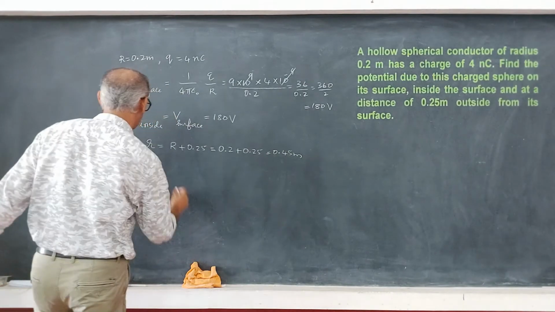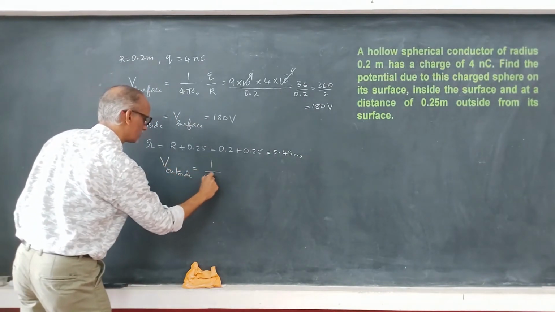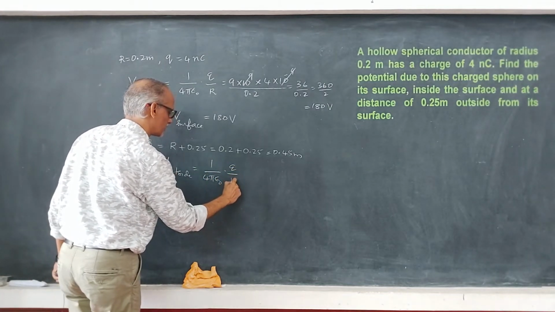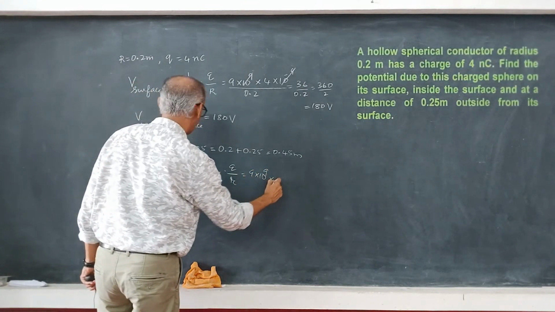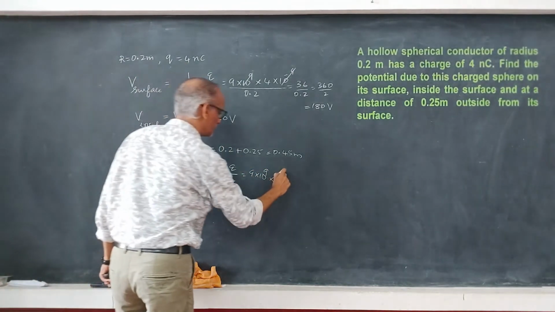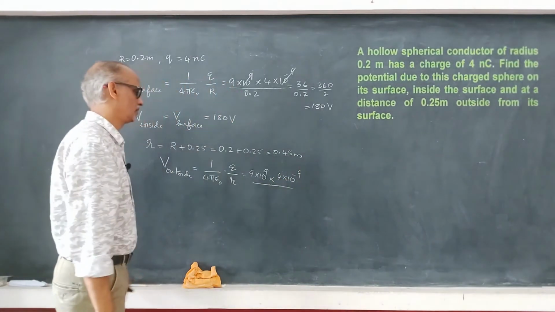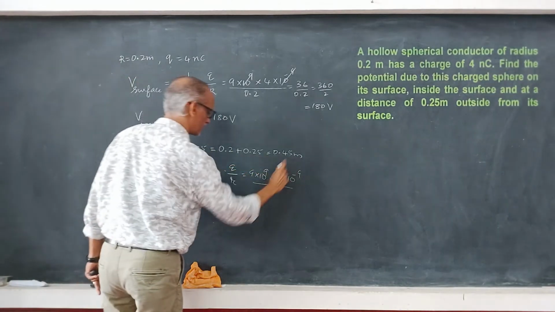So, now we can calculate the potential outside. So, V outside is equal to 1 by 4 pi epsilon naught Q by small letter r. That is 9 into 10 to the power 9. The charge is 4 nanocoulomb, 4 nano, divided by R, which is 0.45.